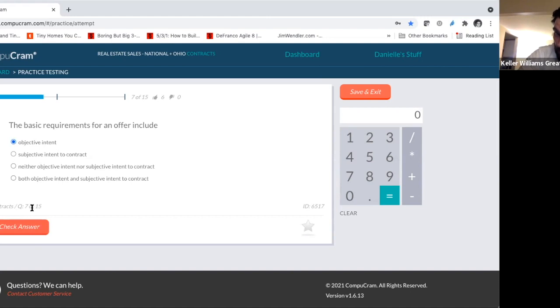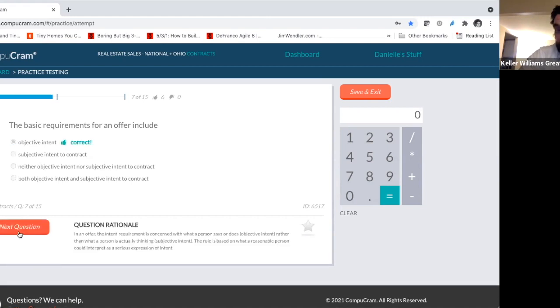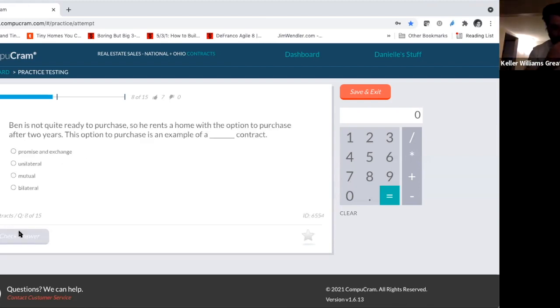A is the correct answer. It is objective intent. Subjective means it's subject to somebody's opinion and it's not on solid ground. Objective means, yes, I want to buy this property. No one has to assume or infer anything around the purchase. It is simply that I am offering to buy this property. Objective intent.